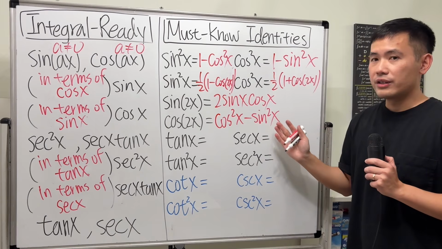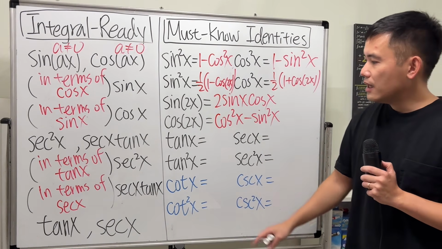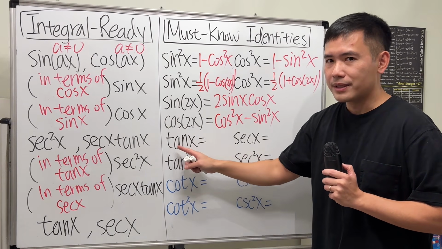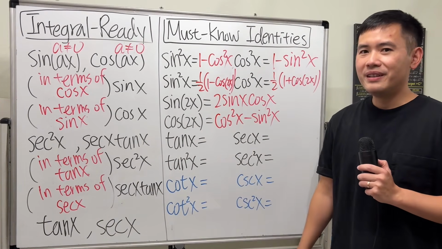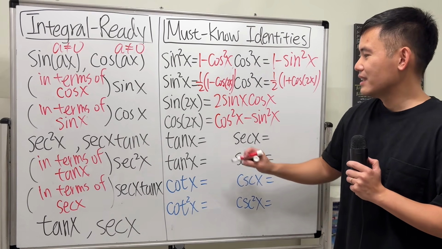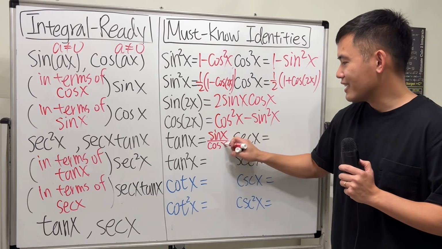And then you guys can check out the other versions and think about what other versions there are. Okay, to continue, let's talk about tangent x. Just like what I said earlier, it's integral ready, and if you want to do the integral for tangent x, you can start off by saying that's sine x over cosine x.